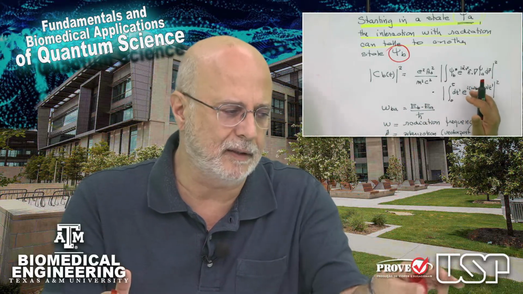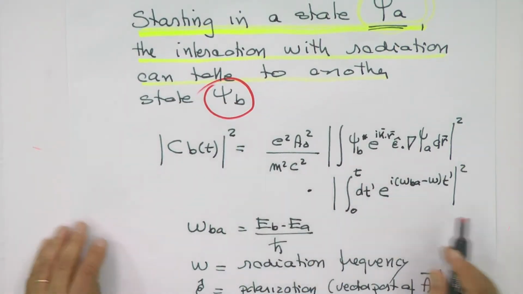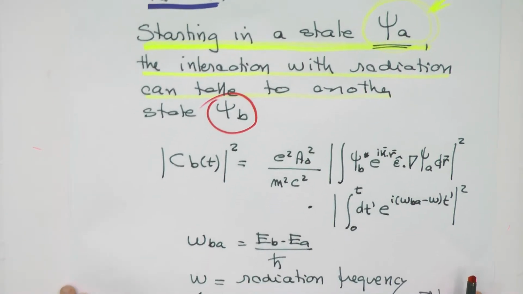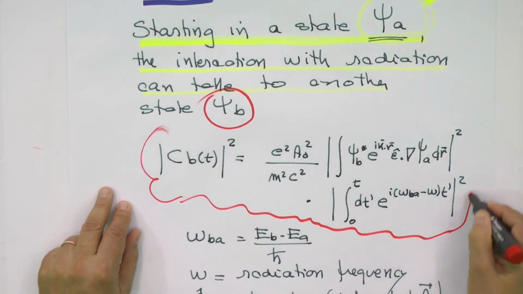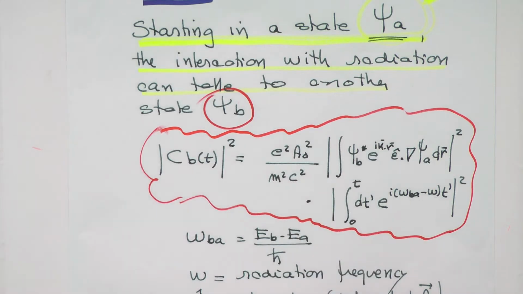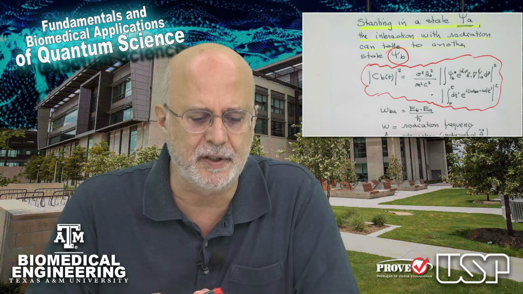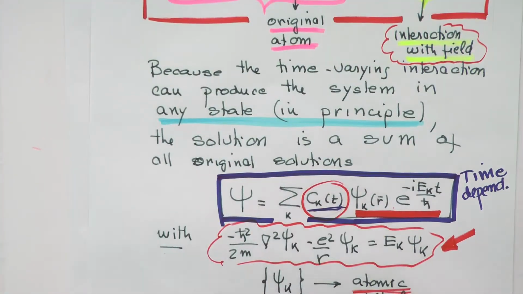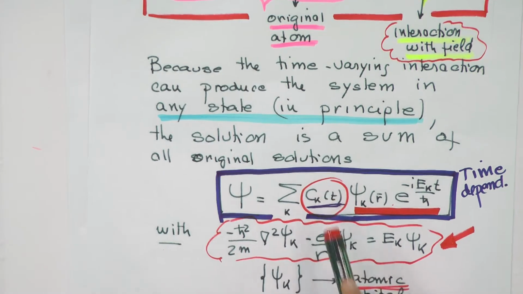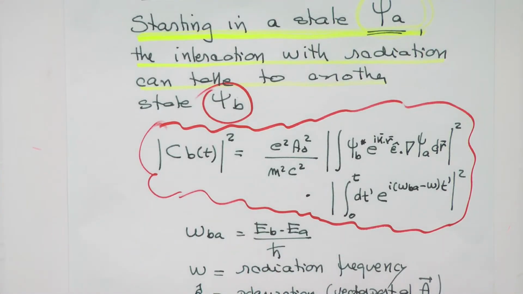What I want to tell you is that this equation with this solution, and the properties of the functions, allow me to make a procedure to determine the time variation of each coefficient and what the solution is. But what we are really interested in is CB, or any CK here. B is a generic state. We want to know all those coefficients because they represent the probability of the system being in some other state.